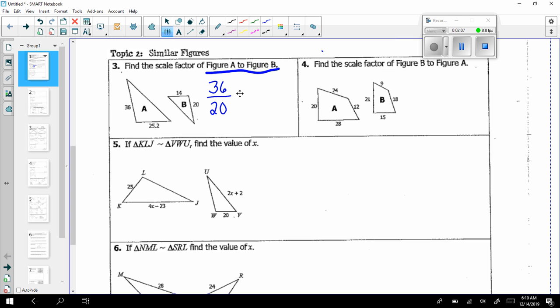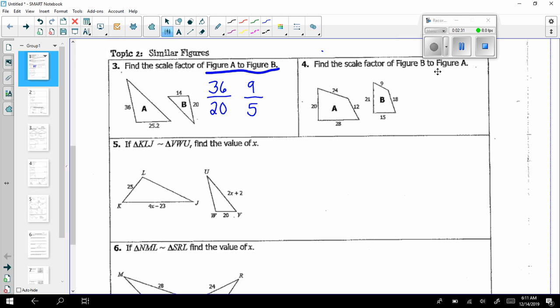Now we want to reduce that fraction, using our calculator. I don't have a calculator app on here, but I'm going to go ahead and reduce it. These are both divisible by 4, so this would be 9 over 5.